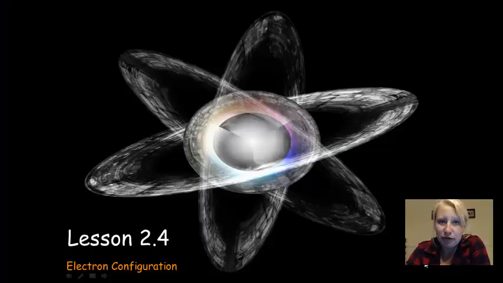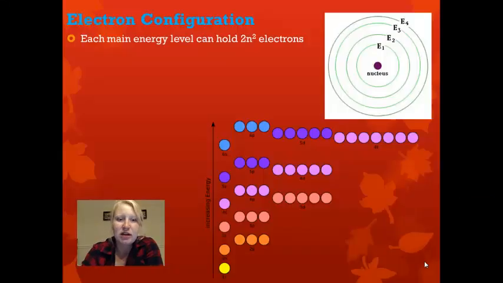This is lesson 2.4, electron configuration. So remember back to Gen Chem, electron configuration.